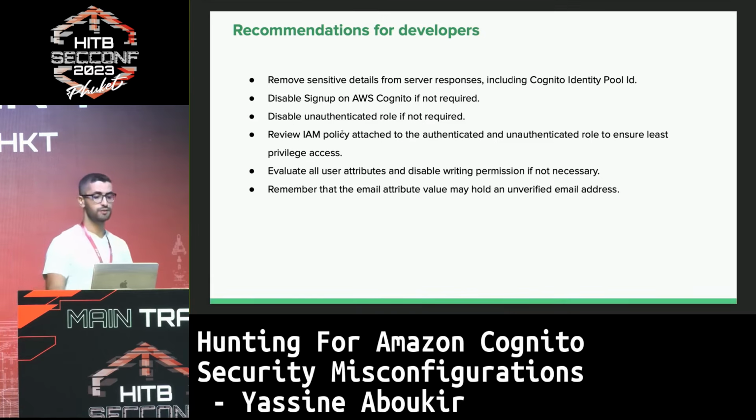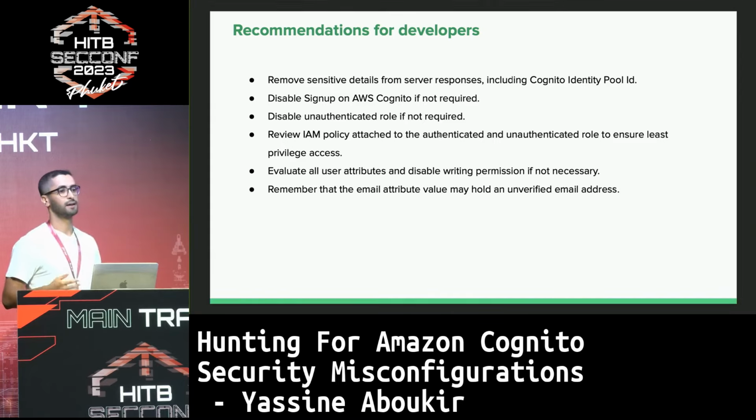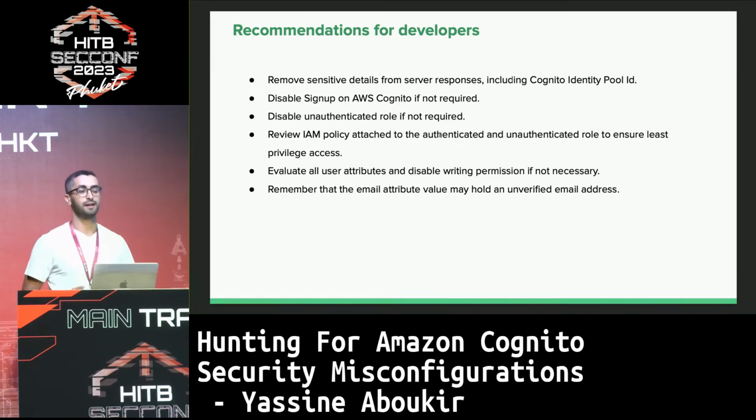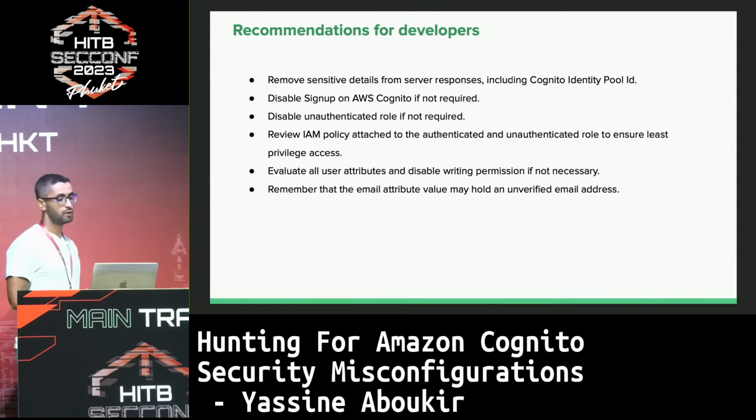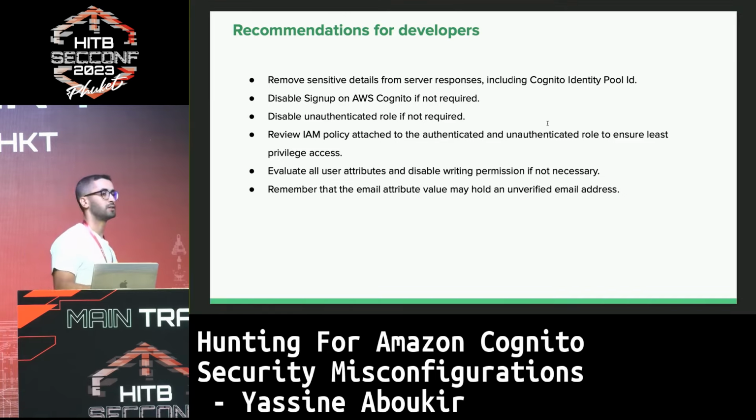Also disable the unauthenticated role if it's not required. Some applications do not really need guest access. They don't need to provide unauthenticated access. So make sure it's disabled in the console. Otherwise, anyone, even without having an account on your application, can generate those AWS credentials, and then they can test them for whatever misconfiguration. You also want to review all the IAM policies and permissions associated with the authenticated and the unauthenticated user role. Make sure they always stick to the least privilege access. Always give them the least access that they need. Nothing above that, nothing further.